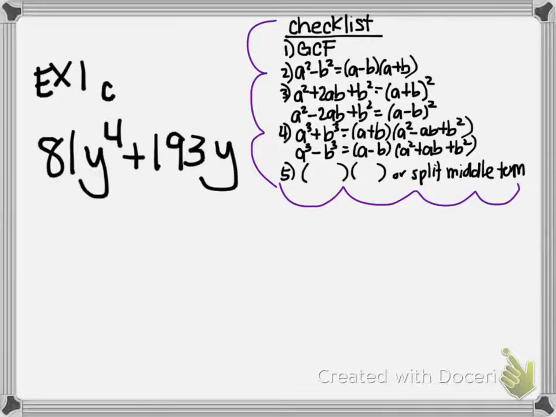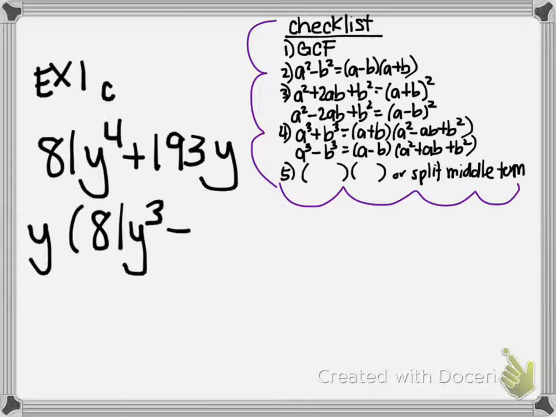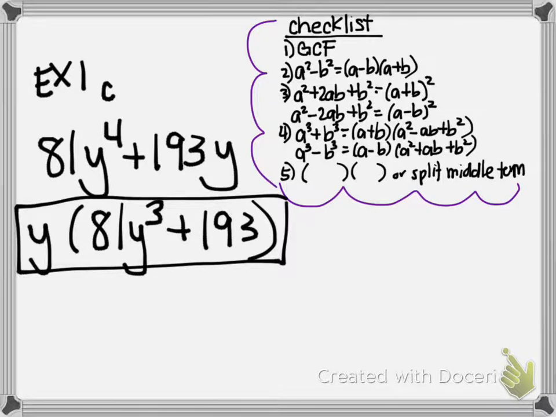Looking at this one, the first thing we want to do is see if we can take out a greatest common factor. For this one, it has a greatest common factor of y, so we'll pull that out. Now looking at what's left, we're hoping that this would be cubic. Although we know y to the third is cubic, 81 is not cubic, nor is 193. In fact, 81 and 93 do not have a common factor. So in this case, this would be your answer.